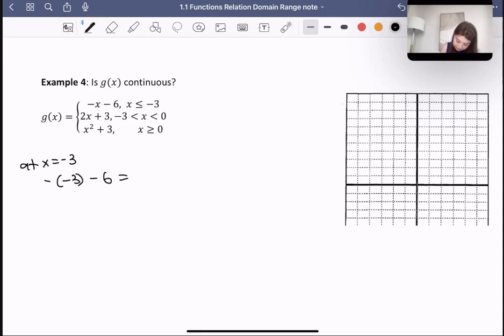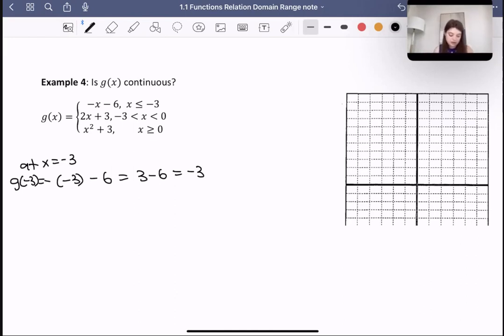Okay, so what's that going to be equal to? That's going to be -3 minus 6, which is -9. So at x equals -3, g of x also equals -3. So g of -3 is equal to -3.